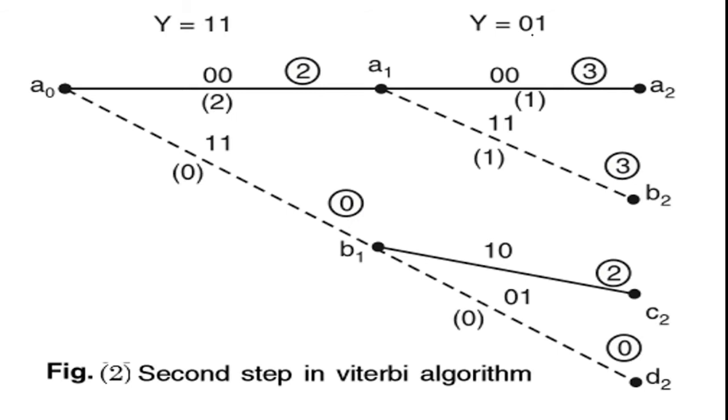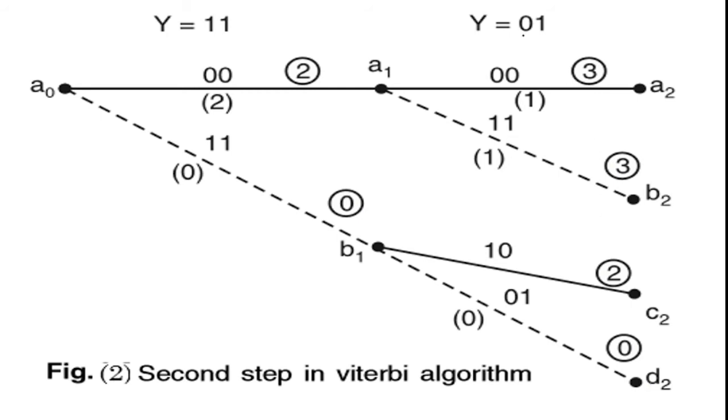So now here, what is the received signal? What is the input signal or the received signal? 0 1. And what are the encoded signals here? A1 to A2 is 0 0. A1 to B2, the encoded signal is 1 1. B1 to C2, the encoded signal is 1 0. B1 to D2, the encoded signal is 0 1. So now comparing the difference between the received signal and A1 to A2, the received signal and A1 to B2, the received signal and B1 to C2, the received signal and B1 to D2, find out the branch metric.